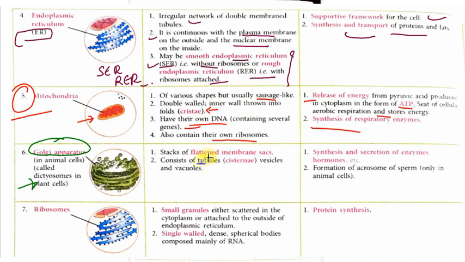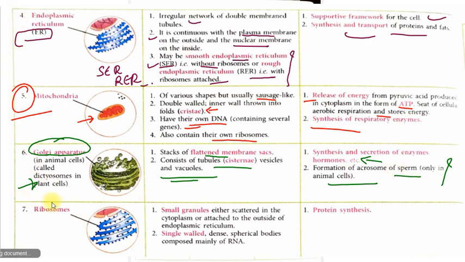Their main characteristics are, they are stacks of flattened membrane sacs. These are appearing here, and they consist of tubules called cisternae, and vesicles and vacuoles. Their main function is synthesis and secretion of enzymes and hormones, etc., and formation of acrosome of sperms. This function is only in animal cells.